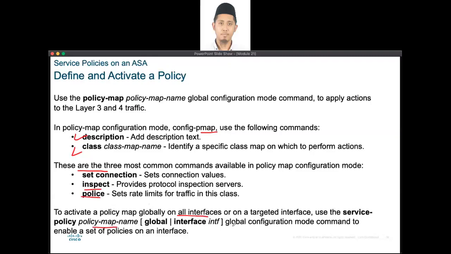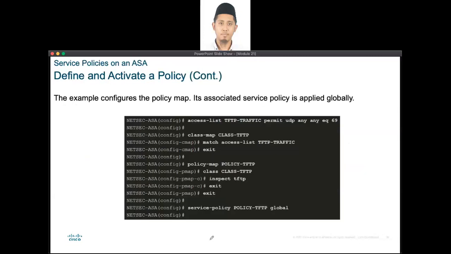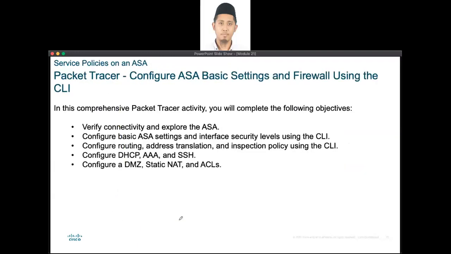To activate a policy map globally on all interfaces or on a targeted interface, use the service-policy policy-name global or interface INTF global configuration command to enable a set of policies on an interface. In the example here, the policy map is configured and its associated service policy is applied globally.